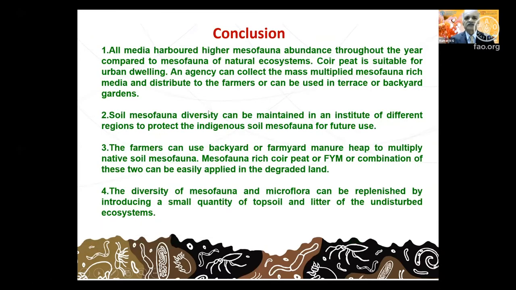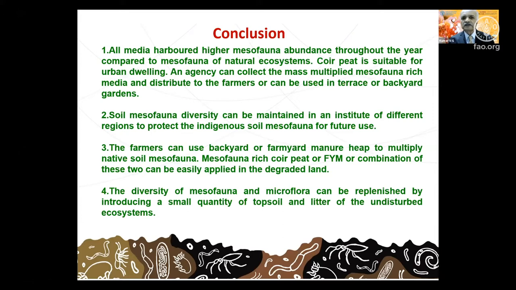So here is the conclusion: all media harbored higher mesofauna abundance throughout the year compared to the mesofauna of the natural ecosystem, which was higher at the end of the rainy season only. Coir peat is suitable for urban dwelling, and the soil mesofauna diversity can be maintained in an institute of different regions to protect the indigenous soil mesofauna for future use.